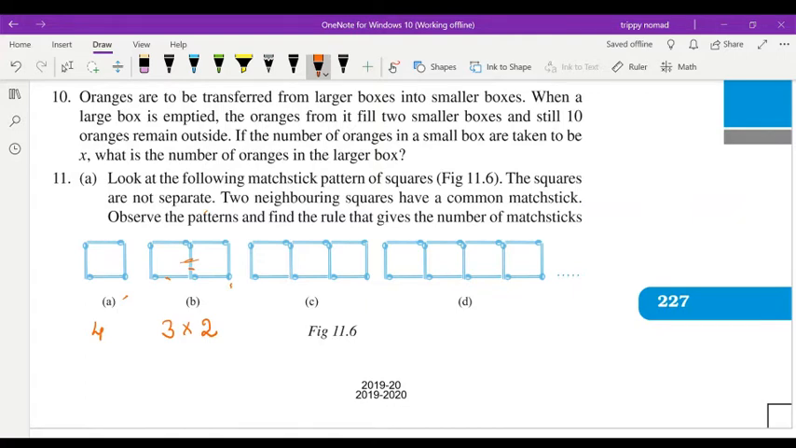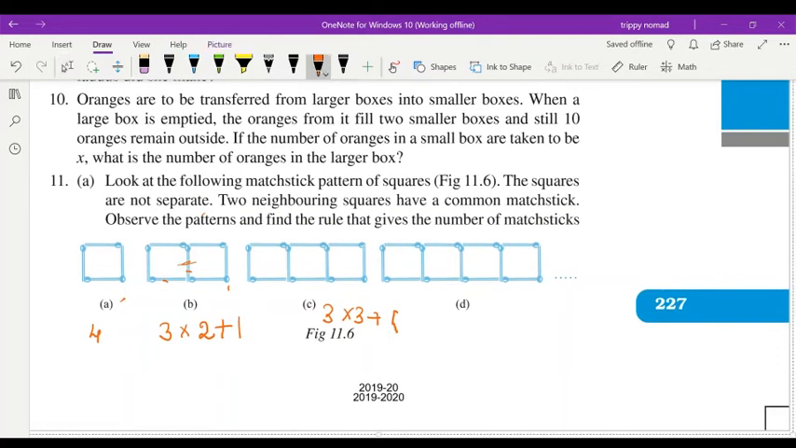3 twos are 6 plus 1 is added, and in the same way here, children, 3 threes are 9 plus 1. Let us see: 1 2 3 4 5 6 7 8 9 10. And here 3 fours are 12 plus 1. So 1 2 3 4 5 6 7 8 9 10 11 12 13.